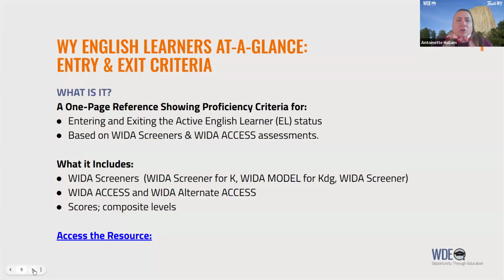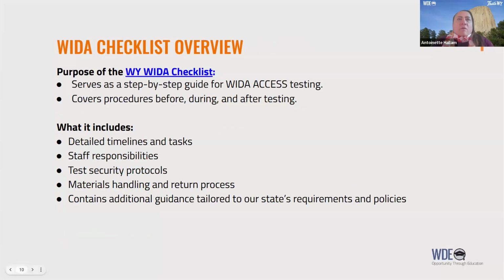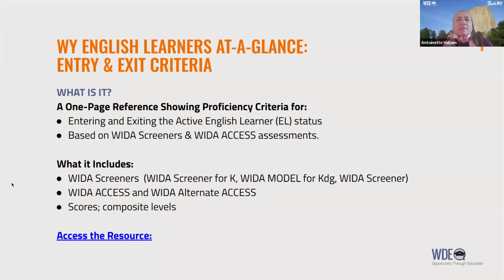The Wyoming English Learners at a Glance entry and exit criteria resource is a 2-page quick reference that shows the criteria for entering and exiting the active English learner status. It brings together all the key information from all the WIDA screeners, WIDA Access and ALT Access assessments, including the required scores and the composite proficiency levels for all of the assessments. The goal is to give educators one simple place to check how the EL identification and exit decisions are made.